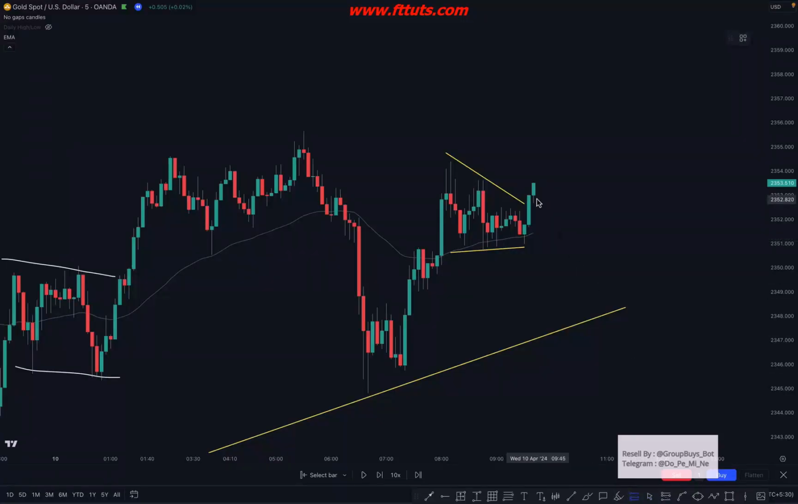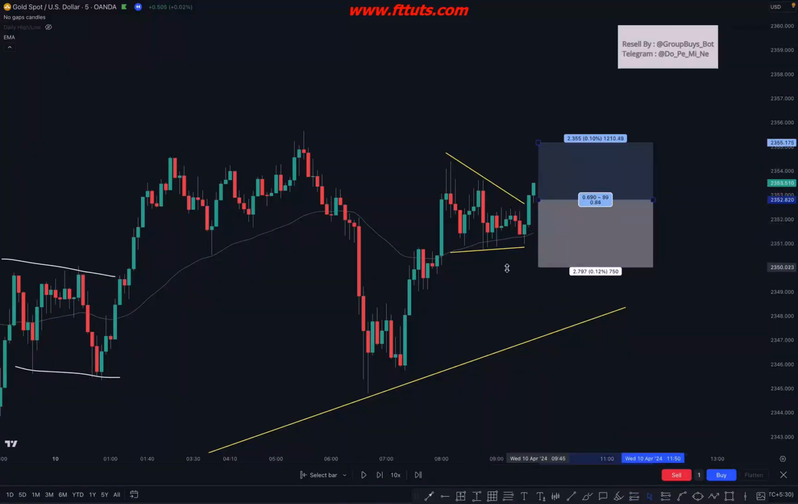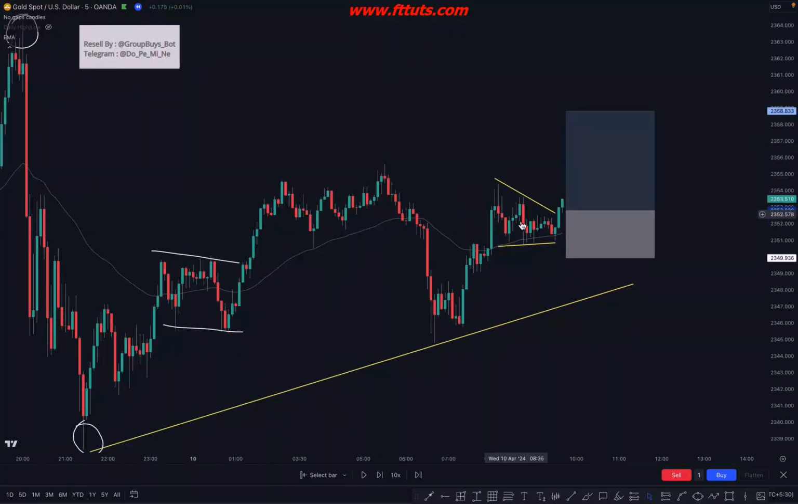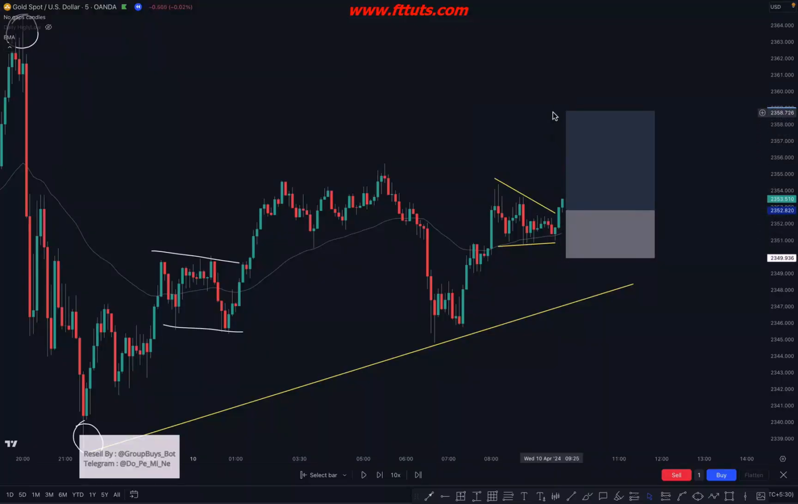We can expect this is our buy setup. Put the stop loss just below it, and where is the target? The target is almost here, right? And this is our entry, this is our stop loss, and this is our target.